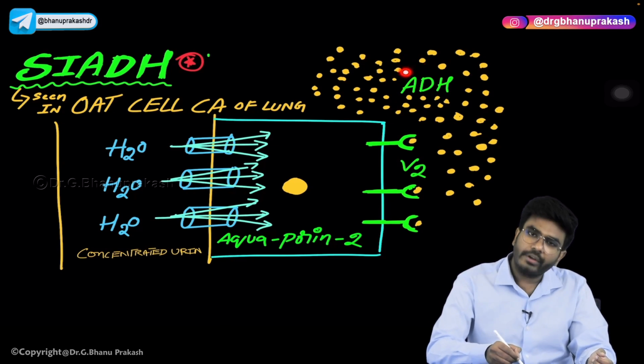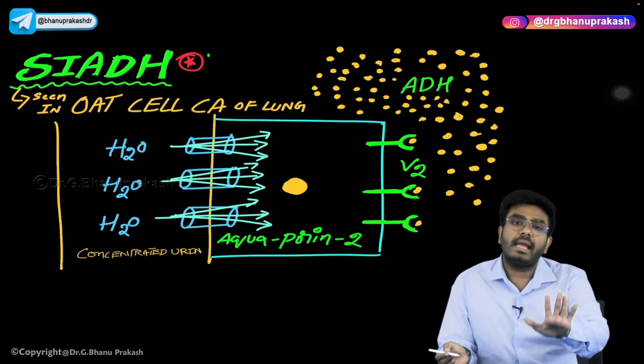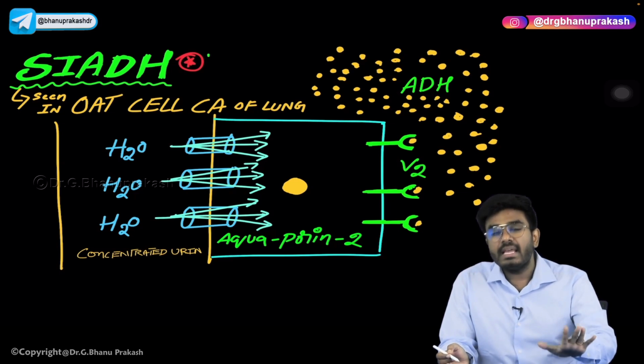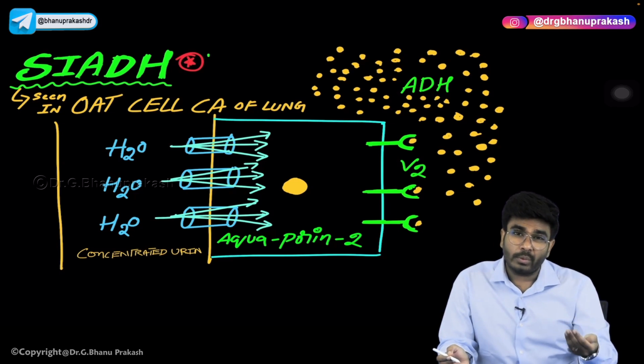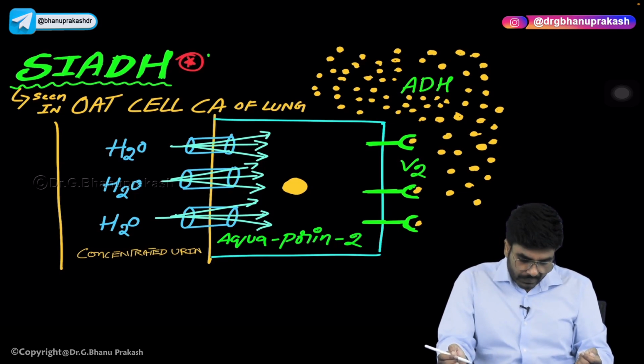So much antidiuretic hormone, so much water reabsorption, so less urine production. This is syndrome of inappropriate antidiuretic hormone synthesis, where the patient is going to produce hyperconcentrated or hyperosmolar urine because of too much antidiuretic hormone.